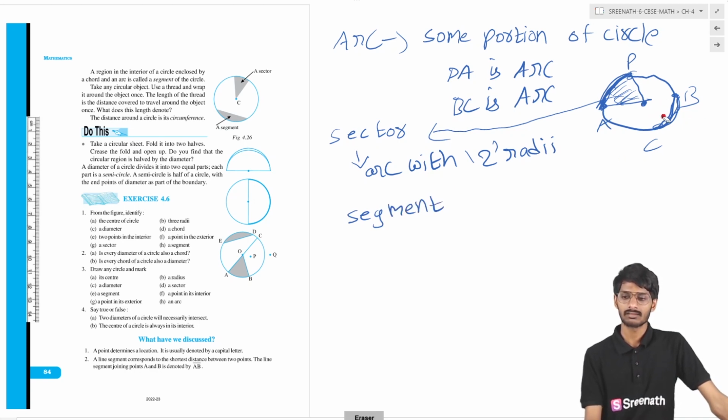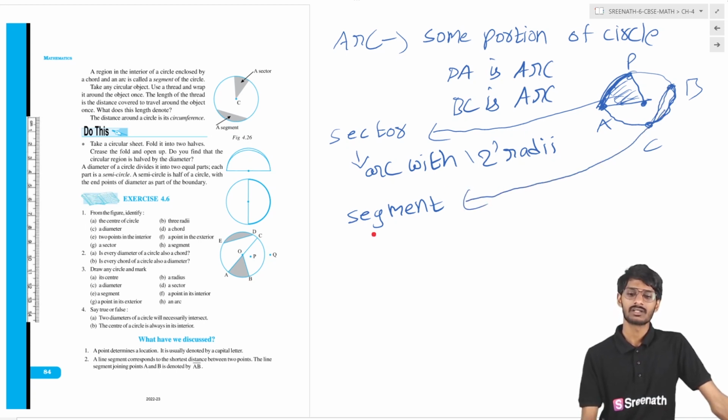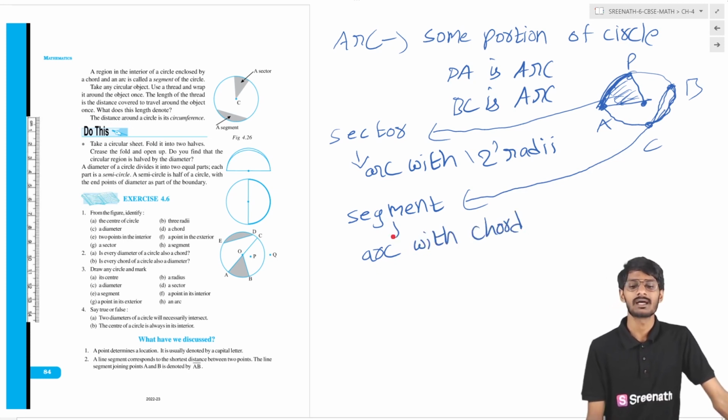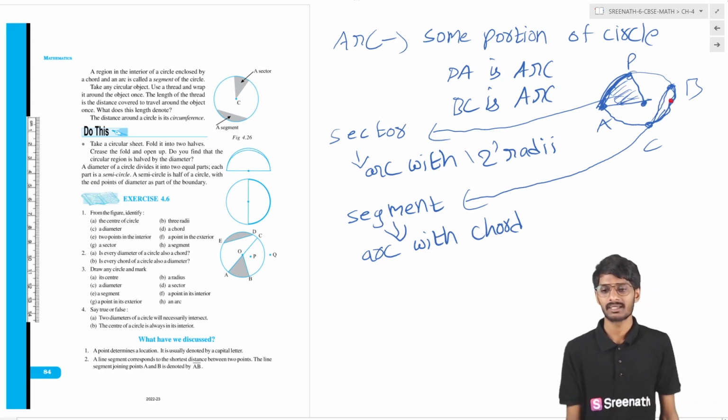Then what is a segment? Suppose there is a curve. So this is a point B, and this is a point C. This is an arc, and there is a chord. So we call it the segment. What is it? Arc with chord. Arc with chord we call as the segment, friends. So this is the segment.